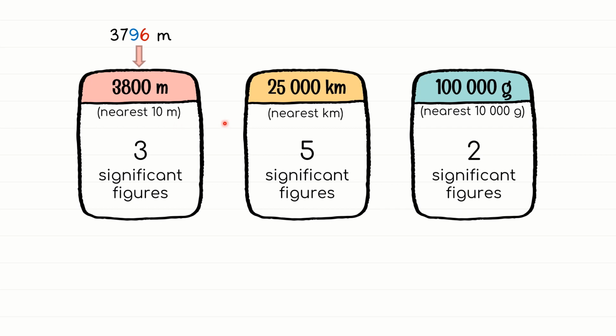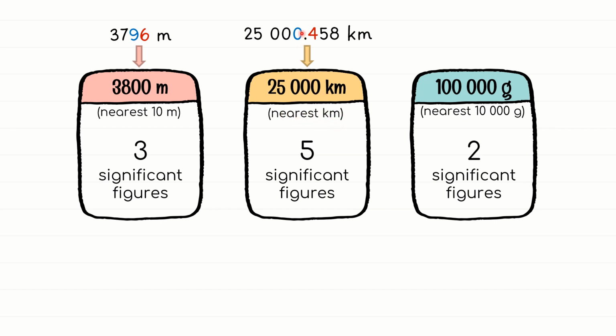Okay, so let's look at a second example to really understand how we go about determining the number of significant figures in a whole number with many zeros at the end. So let's say I have 25,458 kilometers over here. Okay, and the question asked me to round it off to nearest kilometers.